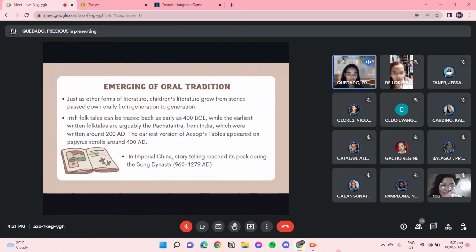As for Imperial China, they also have stories through oral form. They are storytelling, and that boomed during the Song Dynasty. The Song Dynasty was 960 to 1279 AD. Actually, the epics that were invented at that time are still being used as instruction for the children in China as of today. So, next slide.